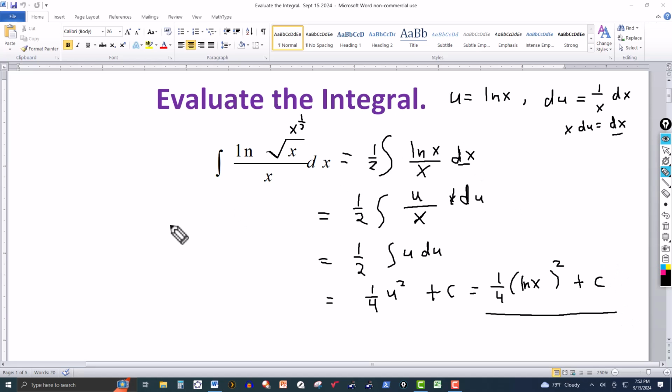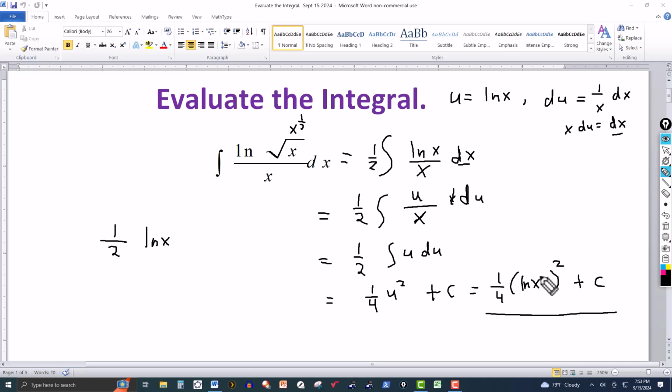Now, I can check this by going over my steps again and making sure I got the details correct, or I could take the derivative of this, if you have time. Obviously, if you're taking a test, you won't have time to check some of these, because sometimes checking takes longer than working it out. But in this case, it's pretty straightforward. Taking the derivative, we have to use the chain rule because we have a quantity squared. So 2 times 1/4 is 1/2, and that comes out front. Then we subtract 1 from the 2, which gives me ln to the first power.